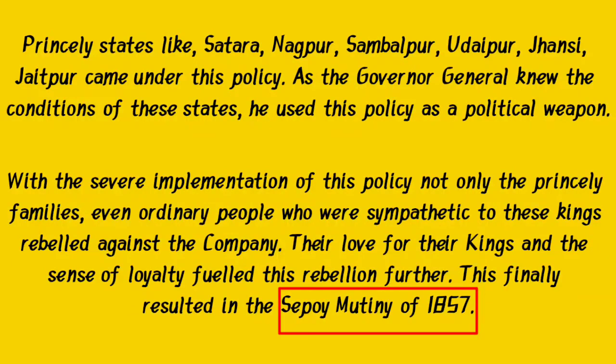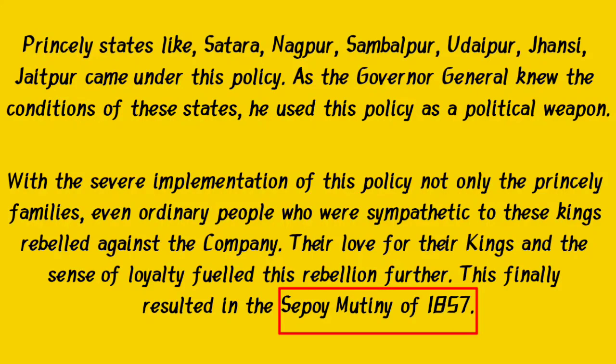Students, with the severe implementation, when Dalhousie started implementing the Doctrine of Lapse on the princely states, not only the princely families, that is not only the king families, even the ordinary people, the laymen also, who became sympathetic to these kings, rebelled against the company. We can see the example of Kittur, where Sangolli Rayanna and other people rebelled against the British government. Their love for their king and the sense of loyalty fueled this rebellion further.